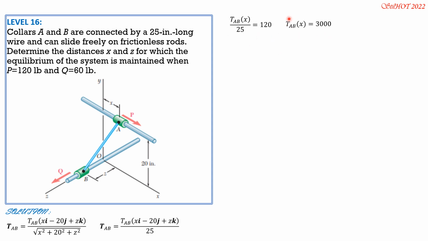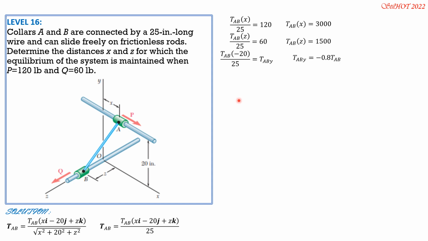So what we need is the tension in AB. And TABZ over 25 equals 60, the Z component Q. So TABZ is equal to 1,500. These are our working equations to solve for X and Z later. Then TABY is negative 20 over 25 of tension AB. So that's the Y component of the tension. So it is negative 0.8 tension AB.